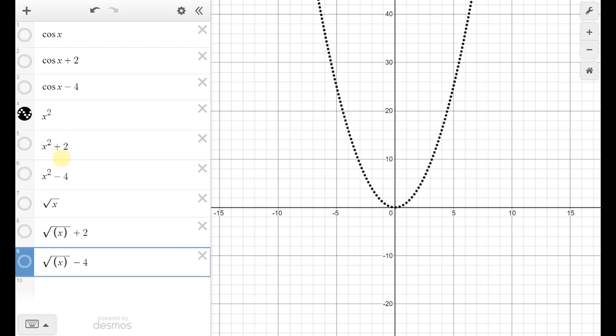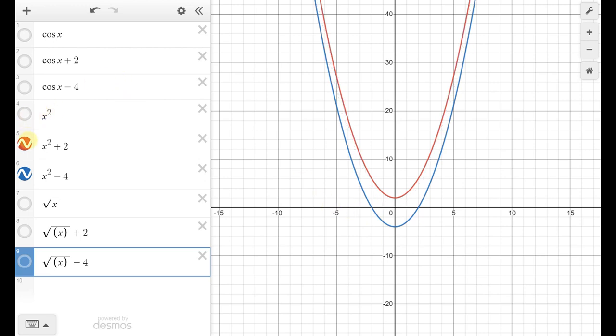Okay, so if I just add 2 on the outside of the function like you see here, so here's my x squared. Watch what happens when I add 2. The graph moves up 2. Okay, now what about if I subtract 4? What happens in this case? Now if I have x squared minus 4, notice it's moved down 4. So this is what vertical translations do. They move your graph up or down.